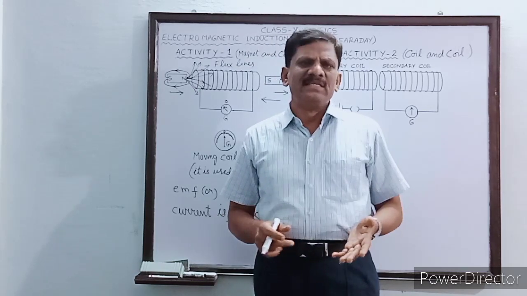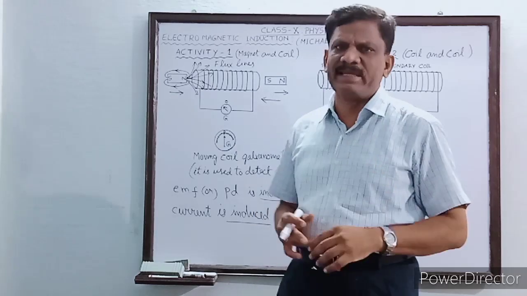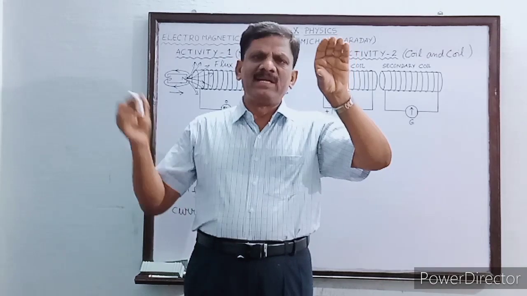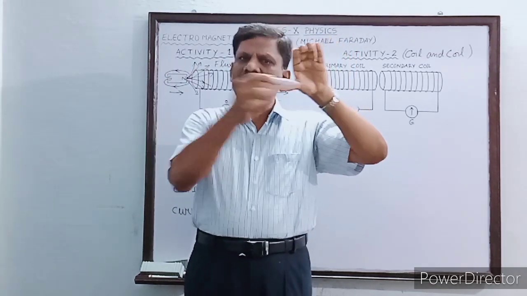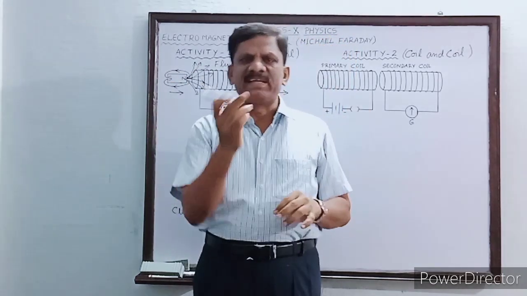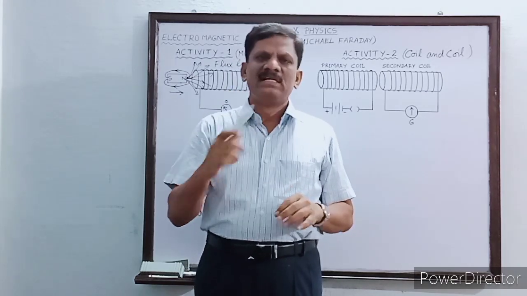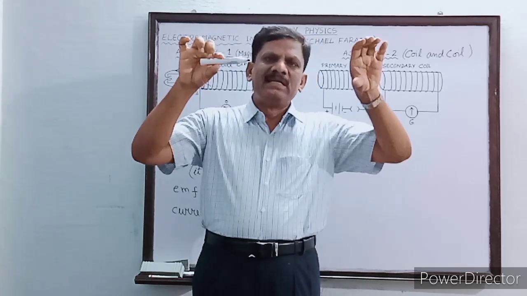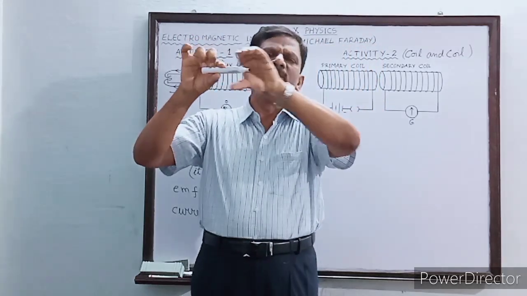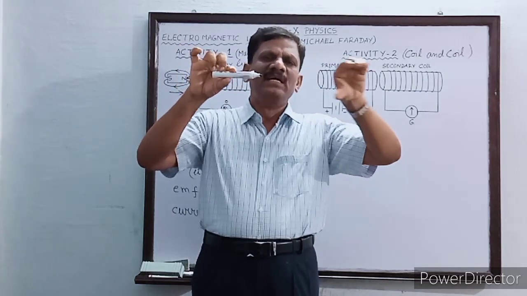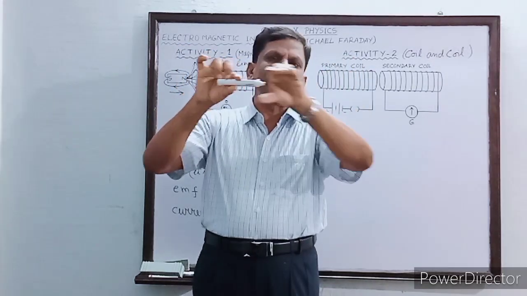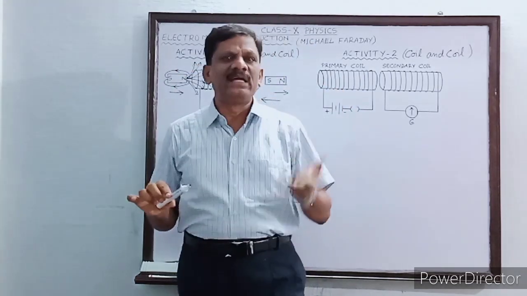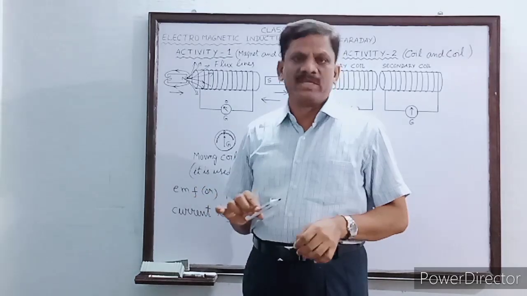And finally, some other modifications were also done by Michael Faraday. Initially he kept the coil fixed and the magnet only was moved in and out, and there was a continuous deflection in two opposite directions. Then he fixed the magnet and moved the coil over the magnet in two opposite directions. In this case also, there was a deflection in the circuit, an induced EMF and an induced current was flowing in the circuit.